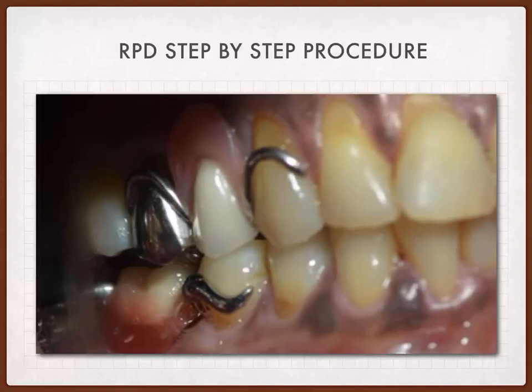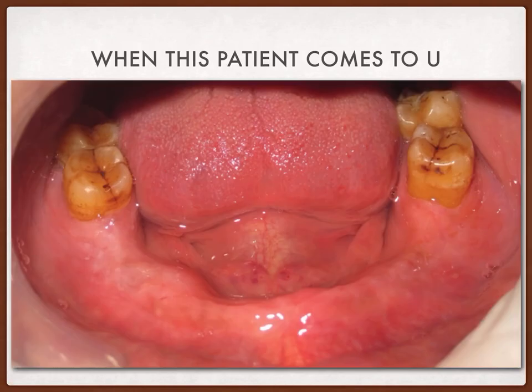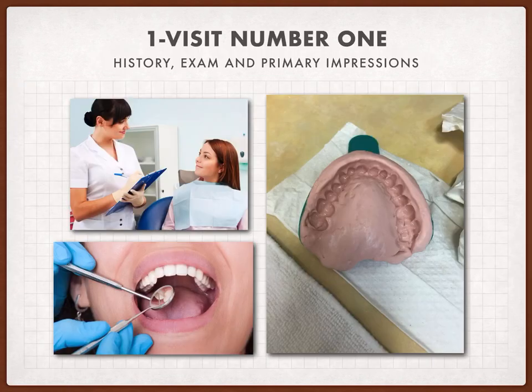In this presentation, I will talk about the removable partial denture step-by-step procedure. When this patient comes to you, you have multiple options to restore his missing teeth. One of these options is the removable partial denture. The removable partial denture can be constructed in 5 visits.